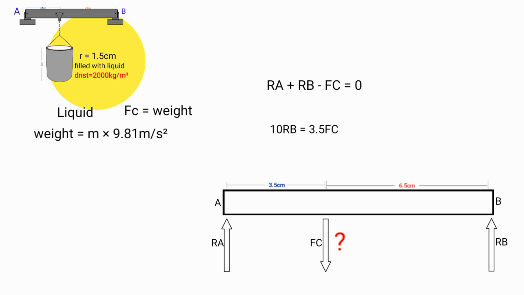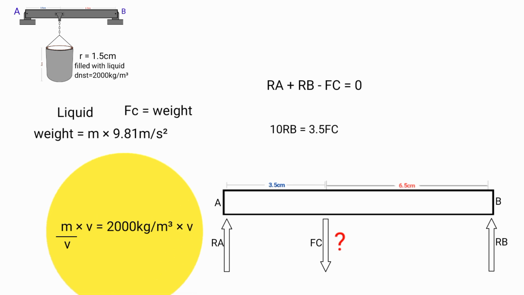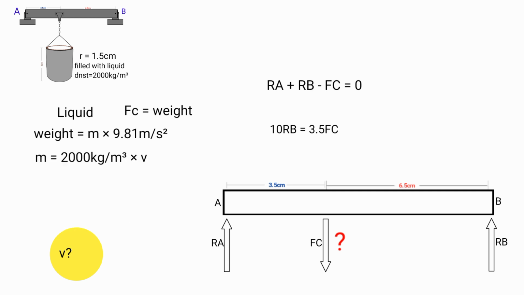Though here we are given the density of the liquid to be 2000 kg per meter cube. The formula for finding the density of a liquid is mass over volume. Equating it to 2000 kg per meter cube, mass over volume equals 2000 kg per meter cube. Making m the subject of the formula, multiply both sides by v. So m over v times v equals 2000 kg per meter cube times v. Here, v cancels v.